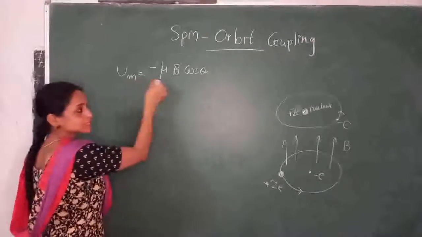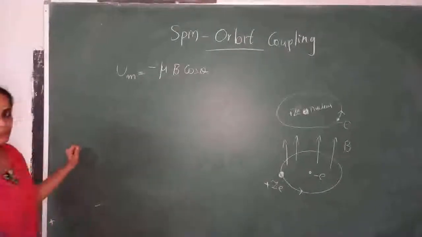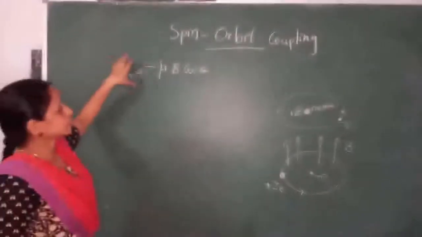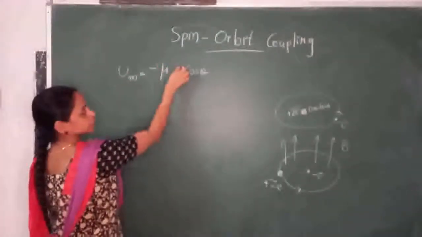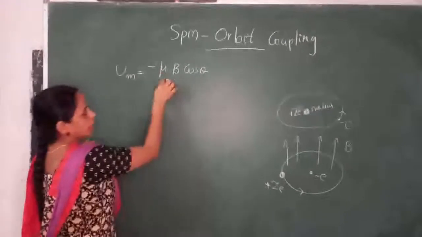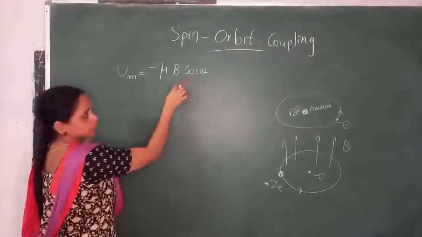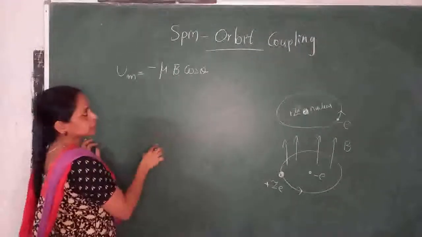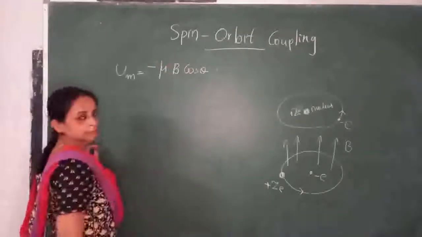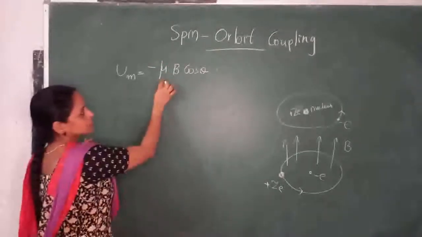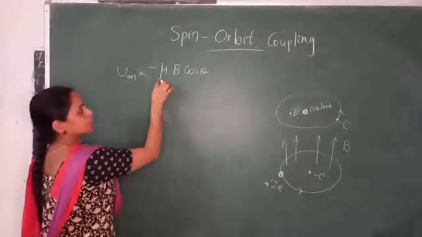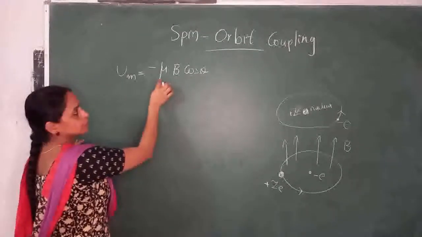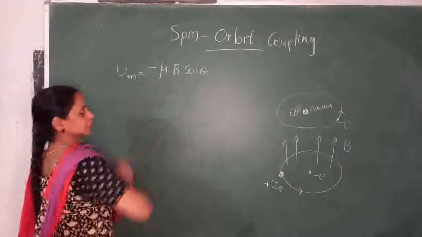You may have learned this equation in magnetostatics. So the potential energy can be given by mu, the magnitude of mu, times the magnitude of B, times cos theta. This is actually a dot product, mu dot B. The theta is the angle between the magnetic dipole moment and the magnetic field.